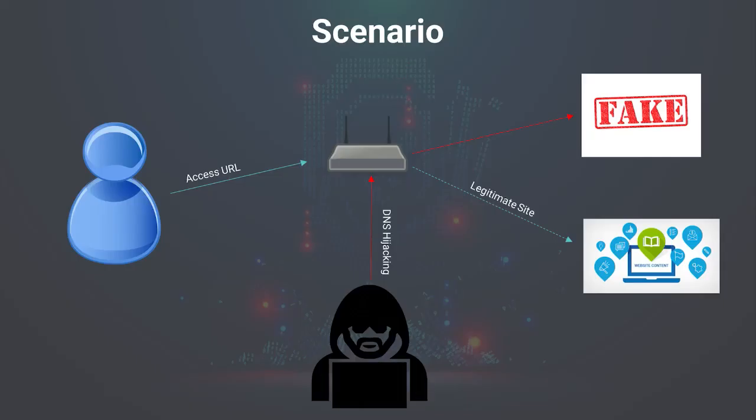To reiterate the scenario, we have a victim who's trying to access a URL, and the attacker is updating the DNS entries in such a way that the actual legitimate website is not available, but the attacker's own fake website is the one which the victim visits, and based on the scenario, he can gather sensitive information.